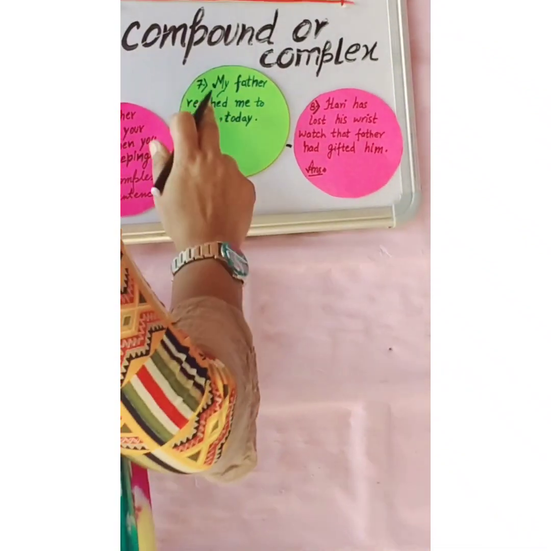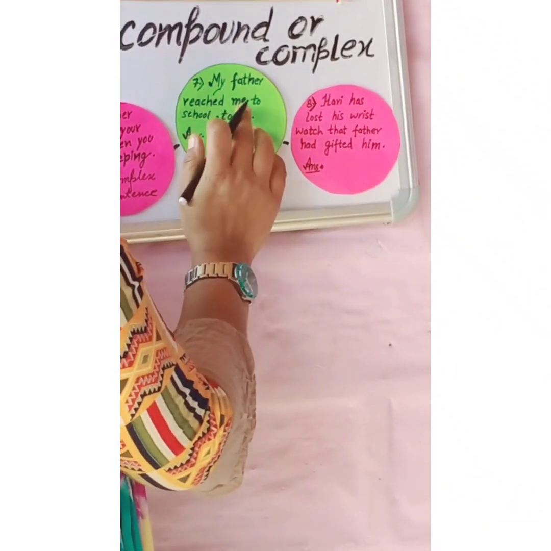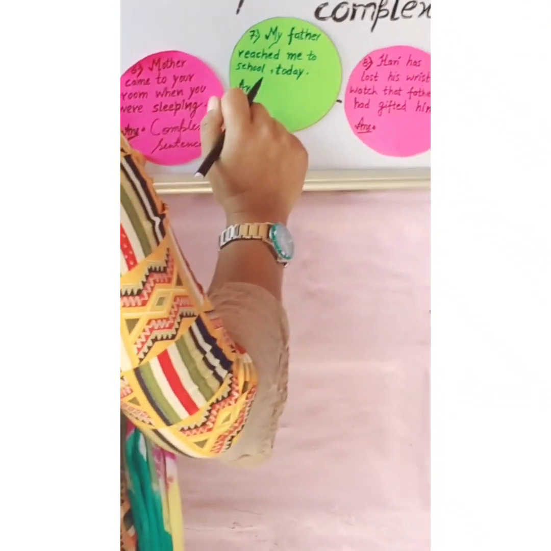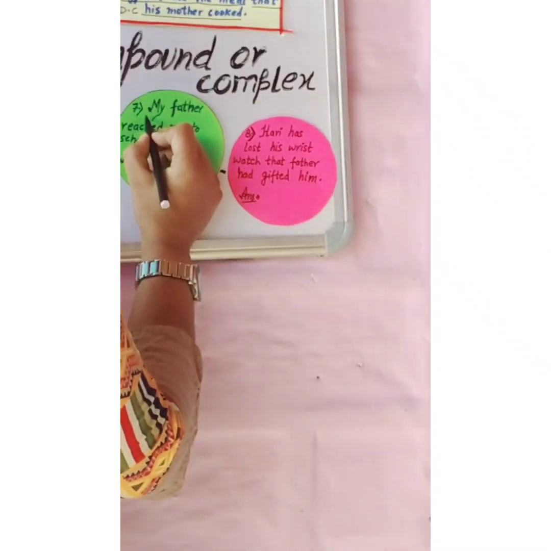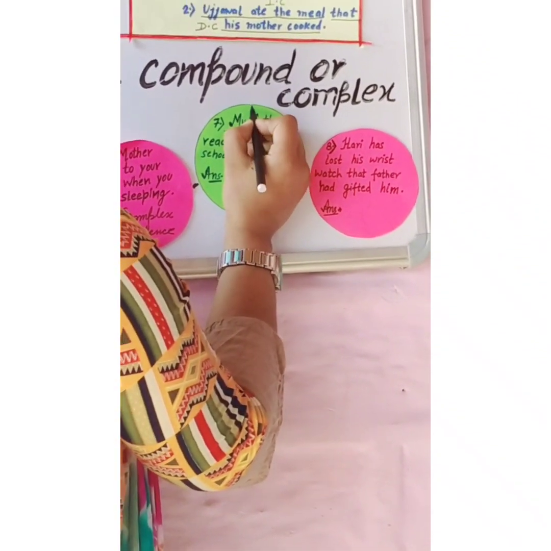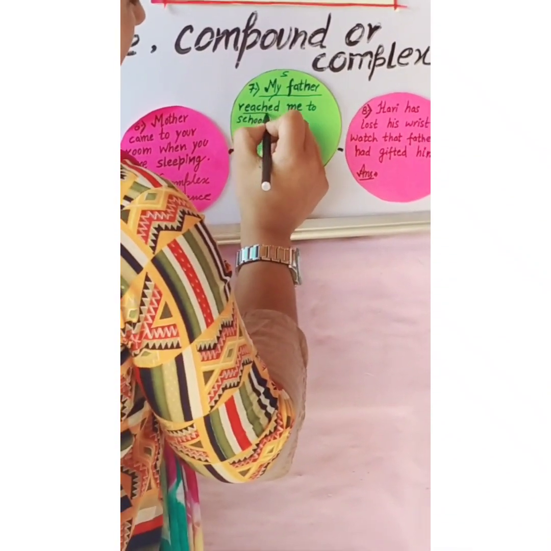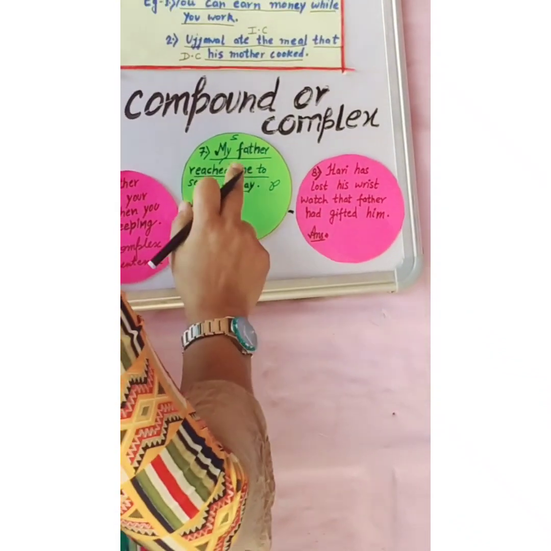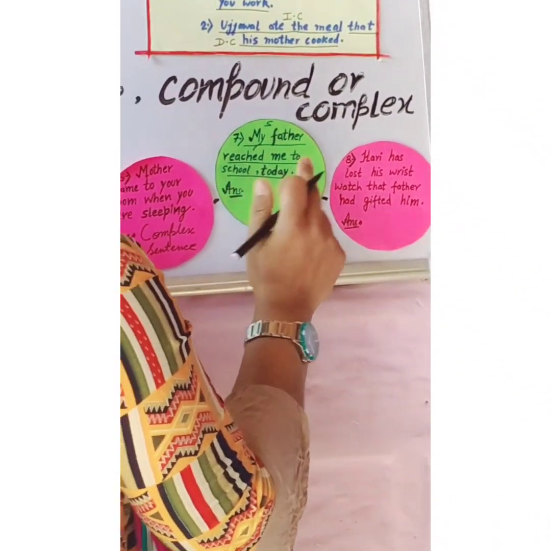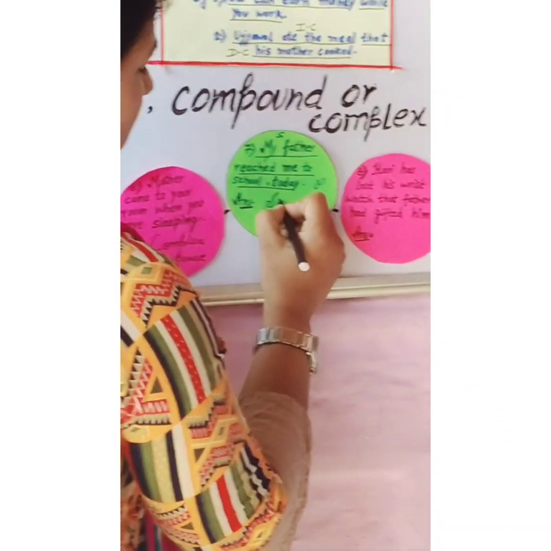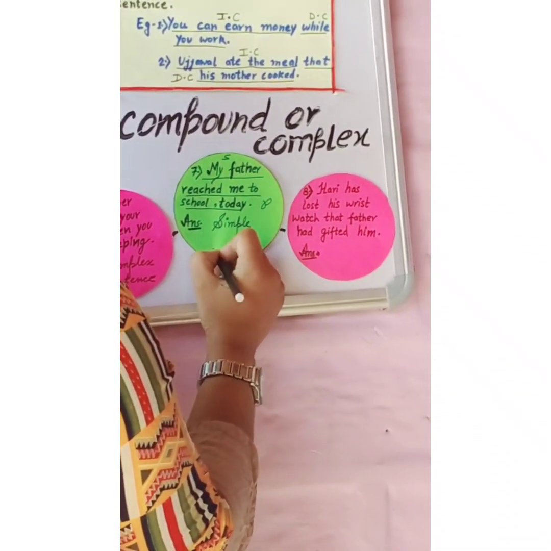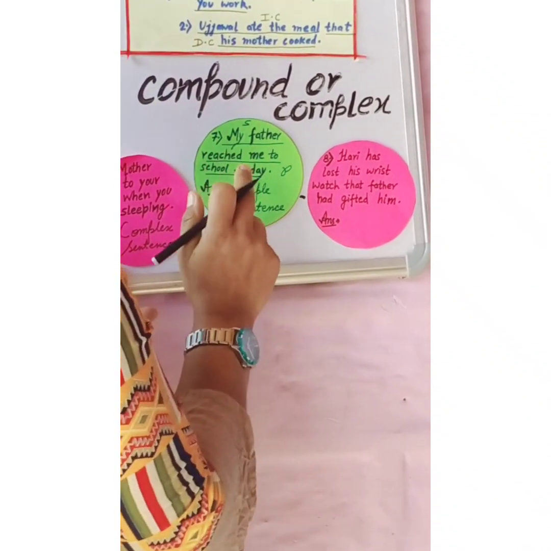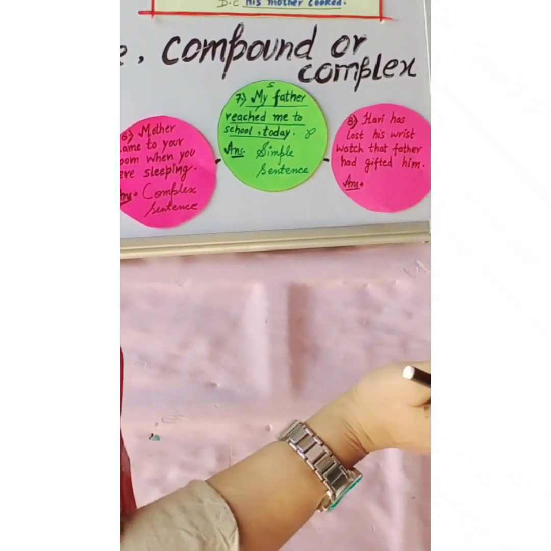Now my dear students, see the seventh one. My father dropped me to school today. Here we can see that one subject is there. We are talking about my father, so my father is the subject and the rest is your predicate. So if there is one subject and one predicate, it is known as a simple sentence, because it is making proper sense without adding anything else.